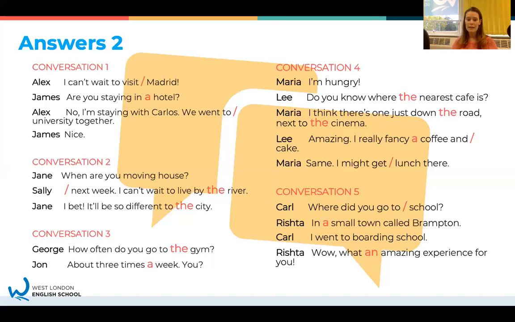Remember, school is similar to university and college. We don't use the in English with it. And Rishta replies with, in a small town. Town is a countable noun, so we use a. And then finally, Rishta says, what an amazing experience for you. And she's using an because it's an expression with what.